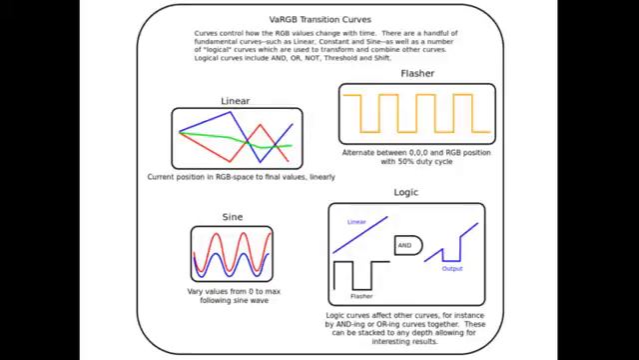These curves include AND, an intersection of two curves, OR, a union of two curves, NOT, an inversion of one or more channels, threshold, and shift. Using logical curves, you can stack transitions to any depth your processor's RAM can handle and do some pretty neat stuff.